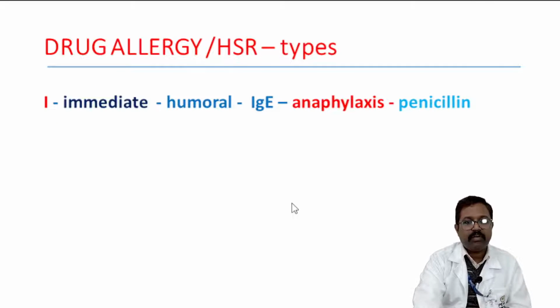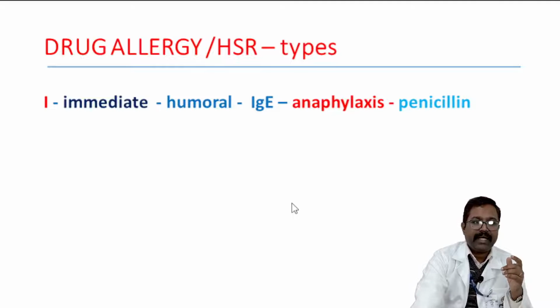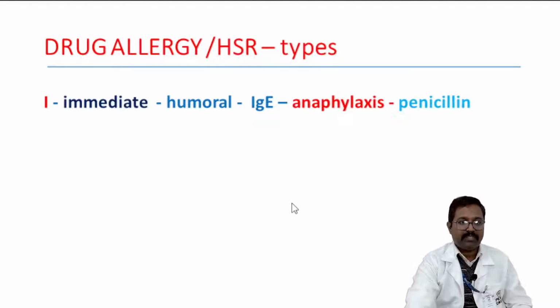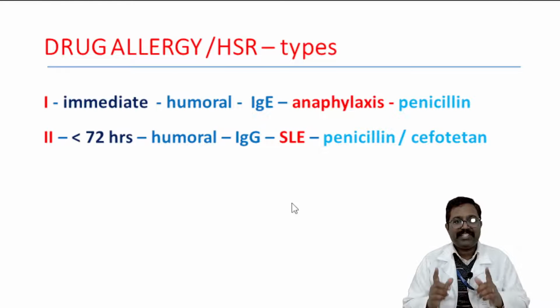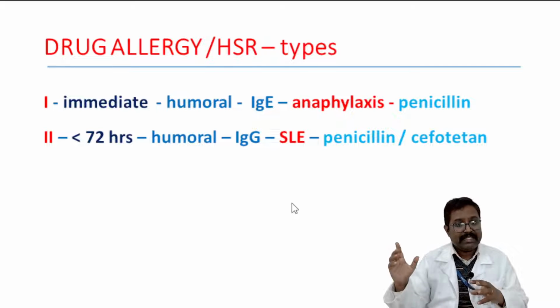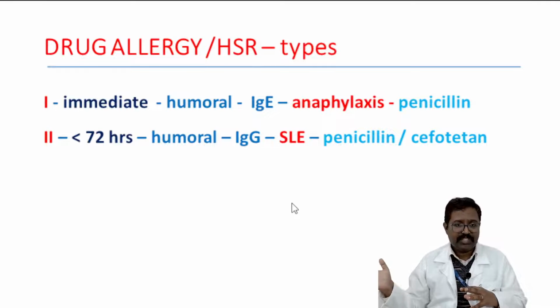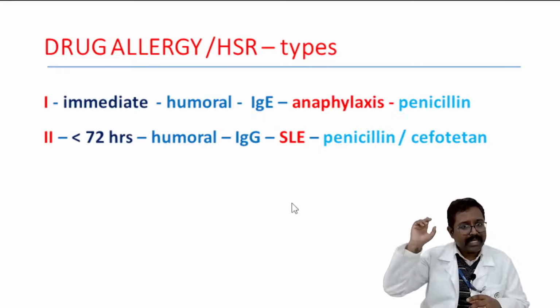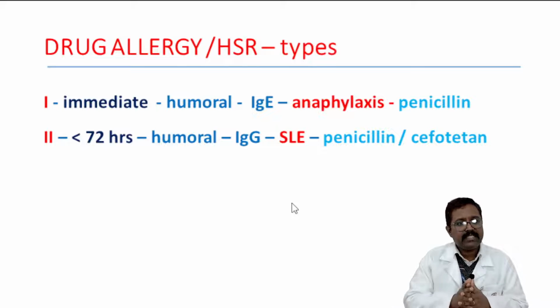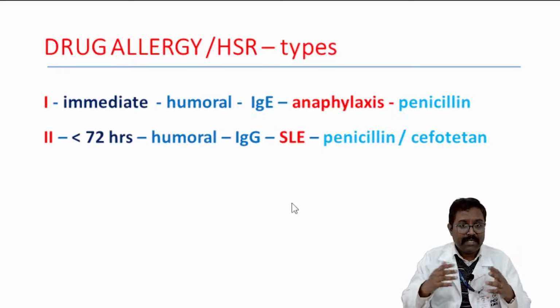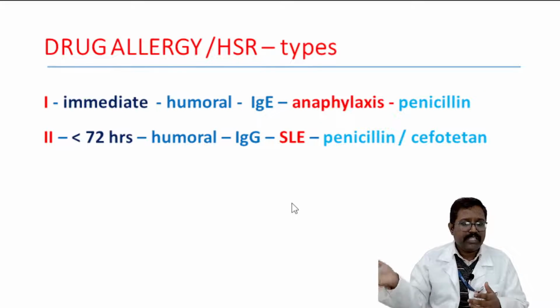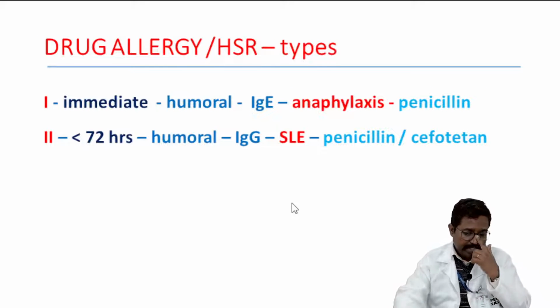So, just a summary of this, how to remember. Type 1 is an immediate type of response, which is humoral, IgE mediated. Anaphylaxis is an example, which occurs following the administration of penicillin. Type 2 is again antibody mediated, which occurs in less than 72 hours, and which is IgG mediated. Examples are SLE and hemolysis, which occur following the administration of penicillin and cefotetan.